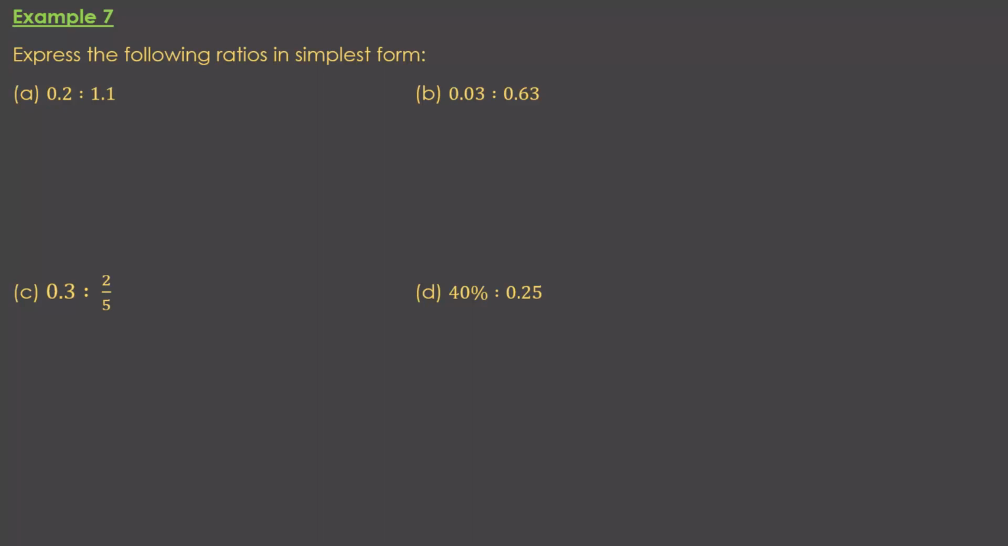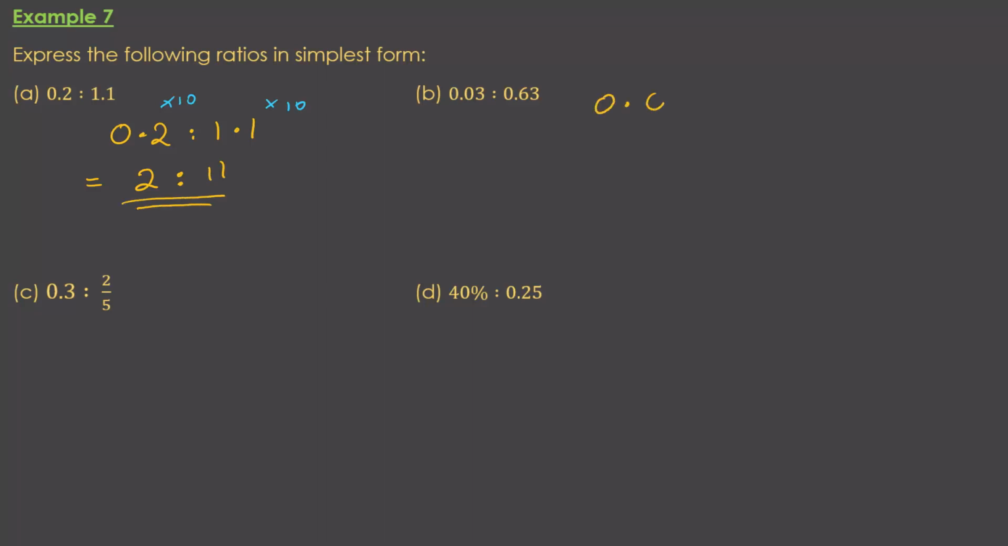Express the following ratios in simplest form. Now our first one here is 0.2 to 1.1. Now remember, in simplest form, both of the parts of this ratio need to be integers. Now I can engineer that situation very easily here by just multiplying both sides of the ratio by 10. And then this side becomes 2, this side becomes 11, and that simplifies no further.